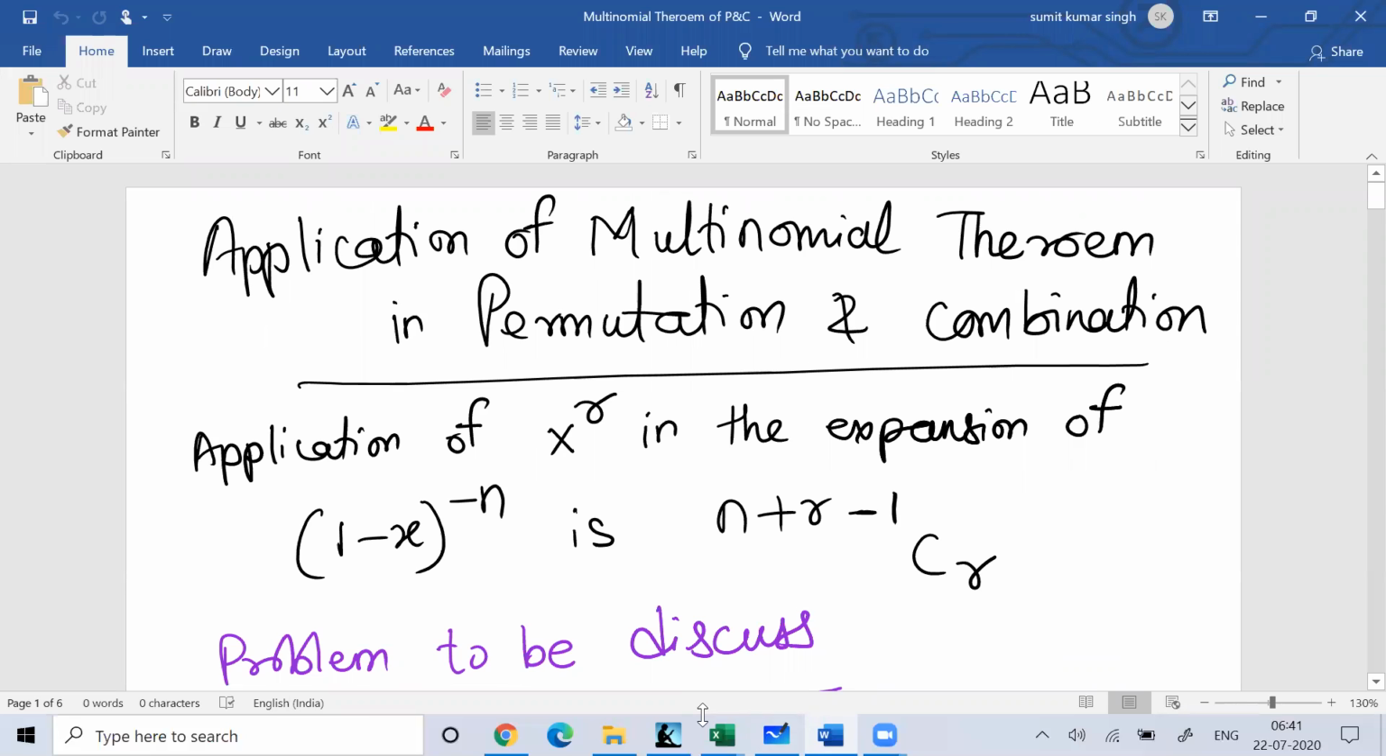So this is the discussion about a multinomial theorem which you can use in permutation and combination. So please have a look at this list.